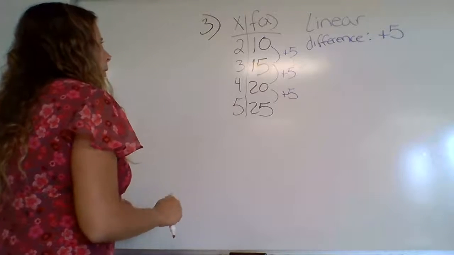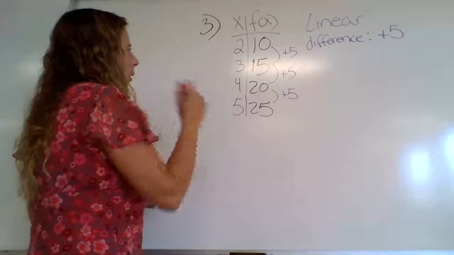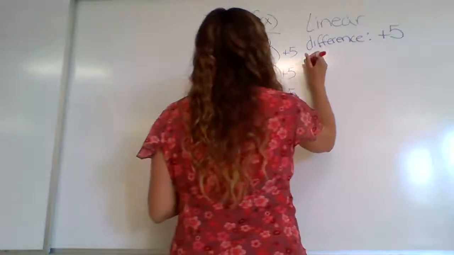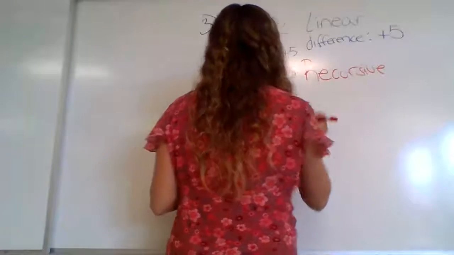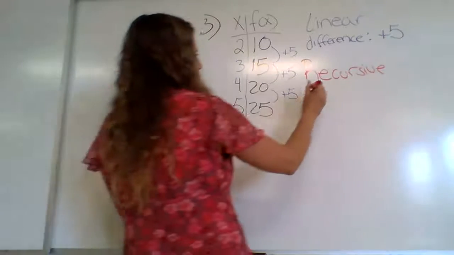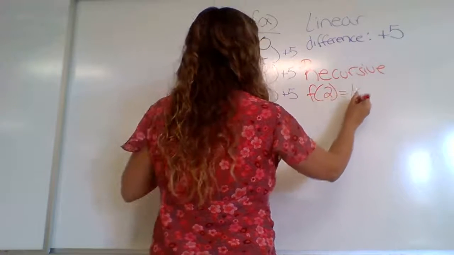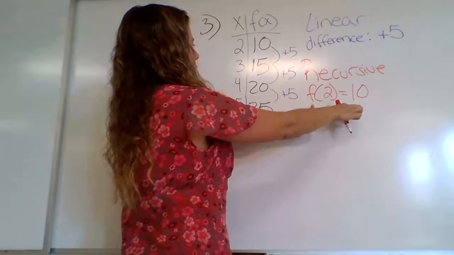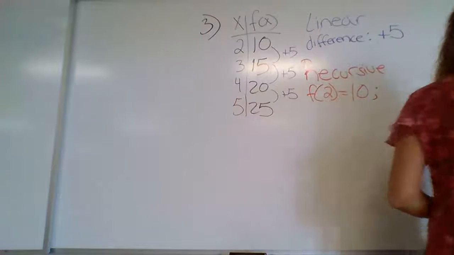Oh, I forgot to make you do something in class. When you write your recursive equation, you should always write what you start with. So what's the first thing they give you? They give me x equals 2, y equals 10. This is for recursive. So you should always say where you start. So f of 2 equals 10. That's just information from the table. When x equals 2, f of x is 10. All right, that's where we start.